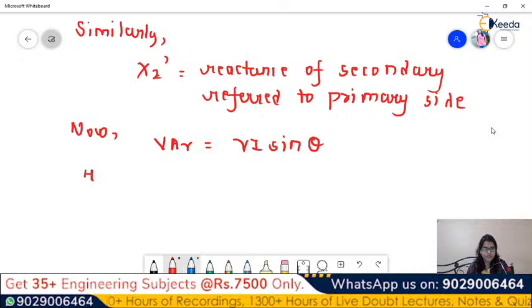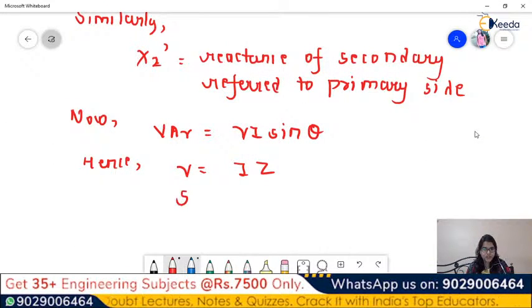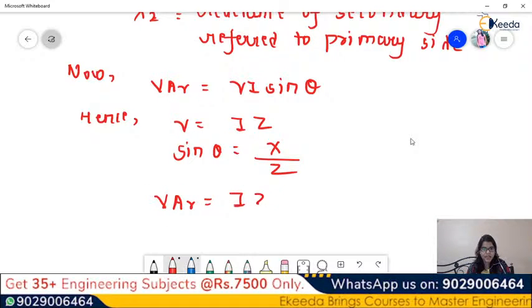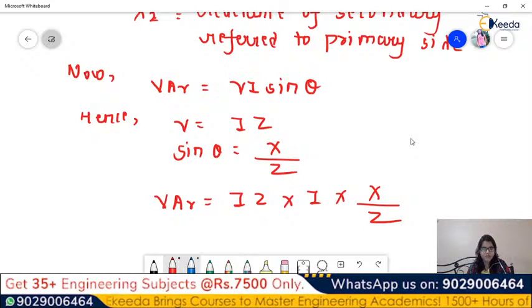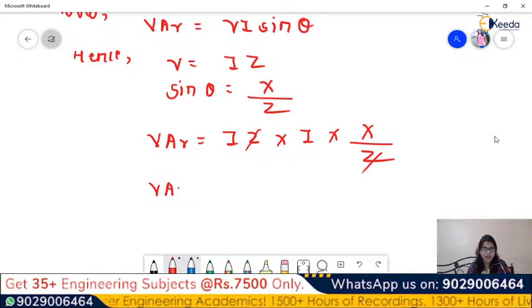Also we know that V is equal to IZ, simple Ohm's law. Again, your sin theta is nothing but X divided by Z. So we know all these formulas beforehand. If I substitute all these values of voltage and sin theta in the equation of VAR, what will I get? What is VAR? VAR is my reactive power. So VAR is equal to V, which is IZ, multiplied by I multiplied by X divided by Z. If I substitute this, the Z will get cancelled. And what will I get? VAR, that is my reactive power, is equal to I square multiplied by X.